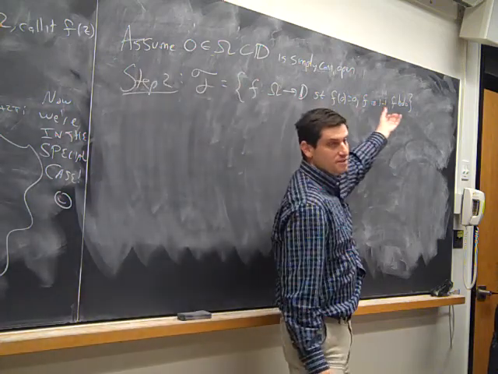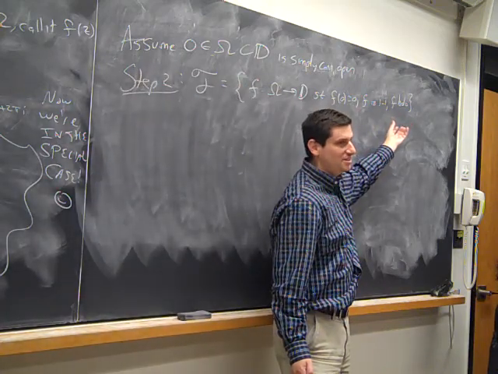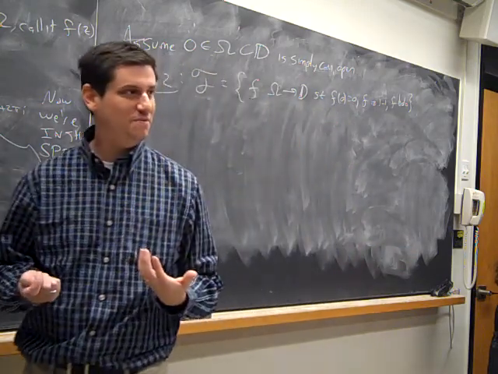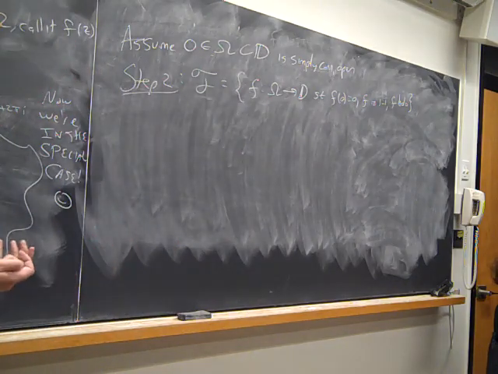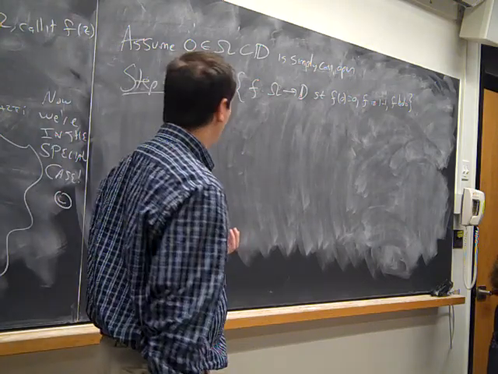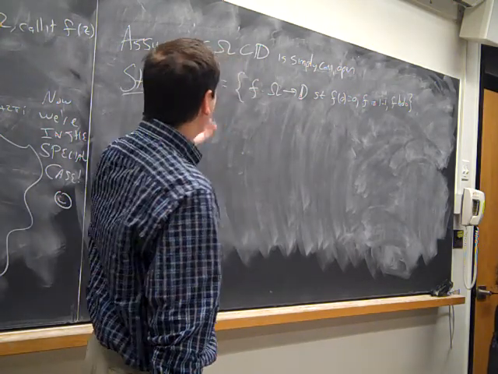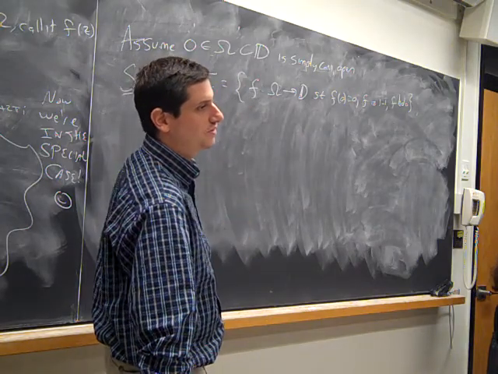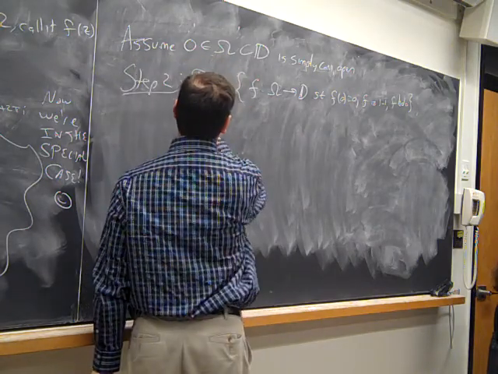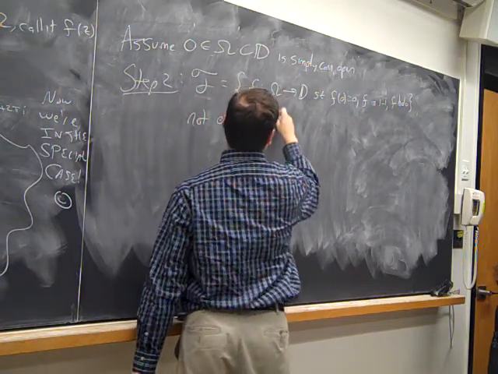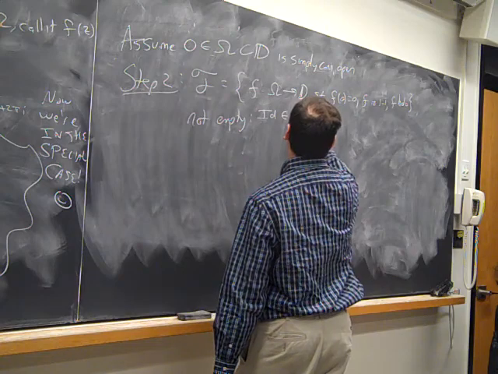I want this to have at least one element, because I'm trying to show I can conformally map omega to the disk. If this set is empty, I'm in trouble. Is this set empty? No. Good. Give me an example. Step 1. The step 1 function. But now we've already done it, so now we're assuming omega is in D. So the identity. Not empty. Identity is in F.